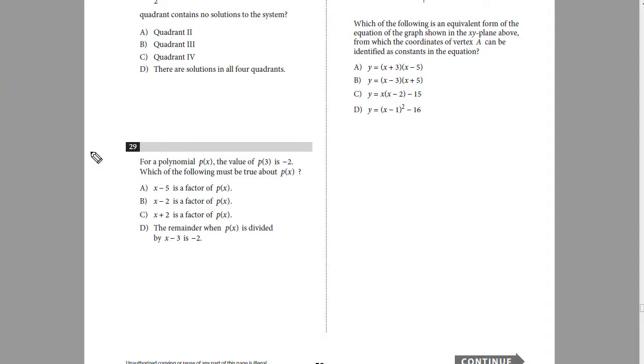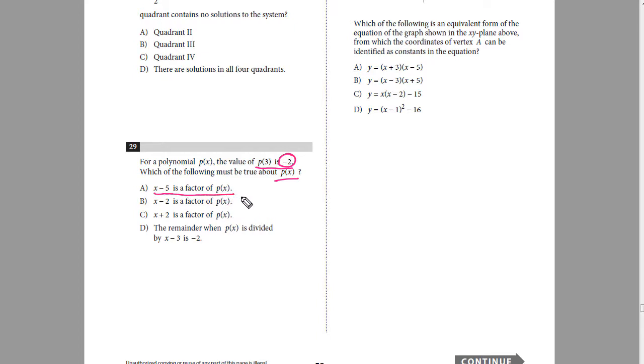Question number 29. For a polynomial p of x, the value of p of 3 is negative 2. Which of the following must be true about p of x? Now it means that if we insert x is equal to 3 in the polynomial, the remainder will be negative 2. Okay, now option A, let's look at option A.